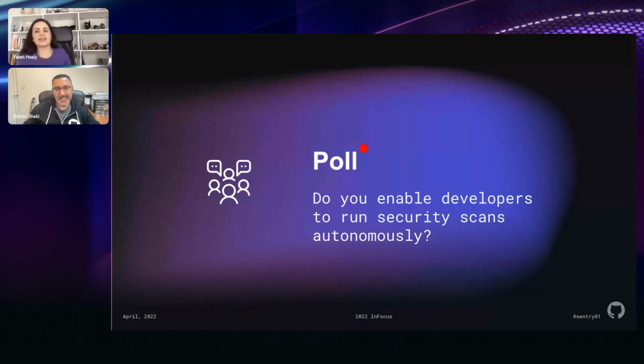And we're up to our next poll. So the question is, do you enable developers to run security scan autonomously? So let me open the poll, and I think it's open now. It's either yes, the developers don't need to contact anyone and they are able to scan by themselves, or it's a no, and the AppSec team needs to be involved and they need to send the scanning results back to the developers. So far, we've got yes, most of them, over 80%. I'll keep it for a couple of seconds before we finish it.